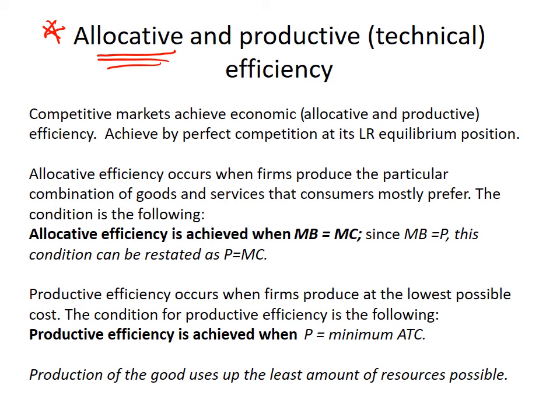So you said stop where MB equals MC. That's the place where allocative efficiency happens. Now MB is the same thing as the demand curve, and that is going to determine price. So this condition can be restated as price equals marginal cost.